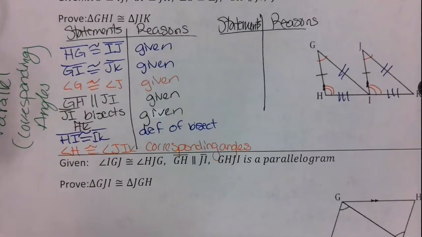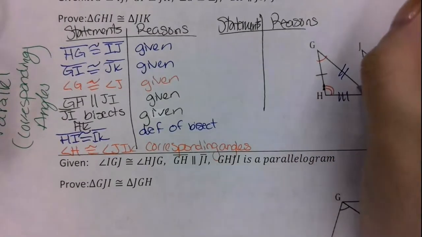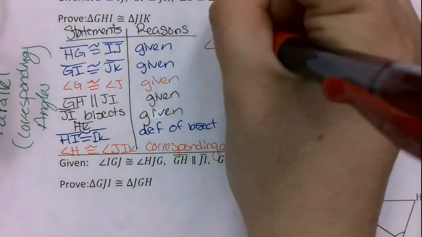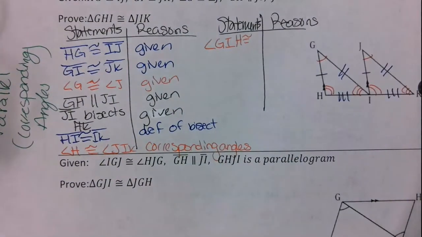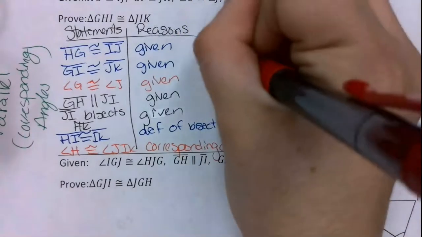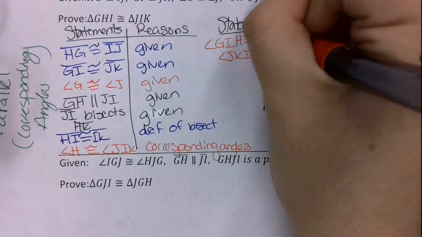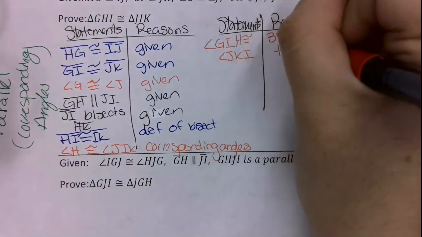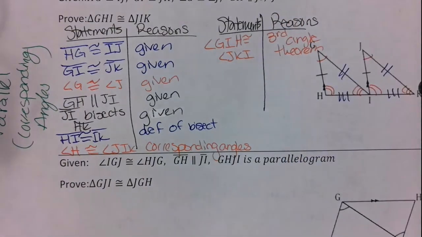Then, since I know two of my angles in both triangles, the third one has to be congruent by the third angle theorem. So that's angle GIH is congruent to JKI. And then since I have all three sides and all three angles labeled, I know my two triangles are going to be congruent.